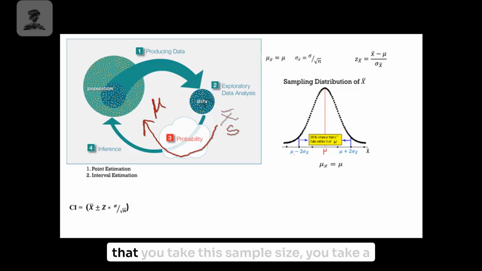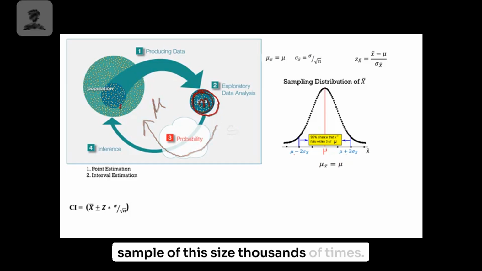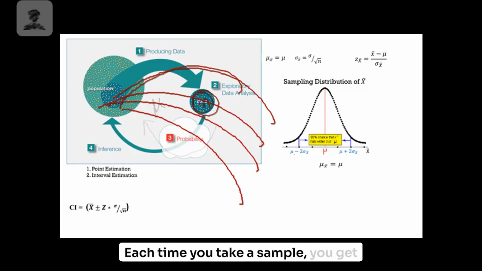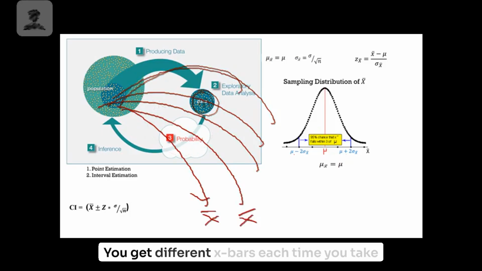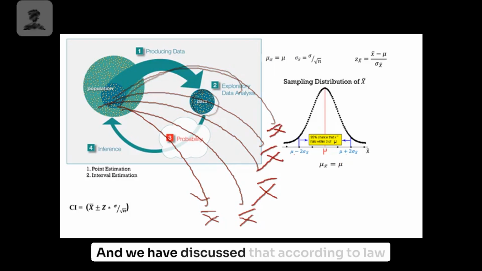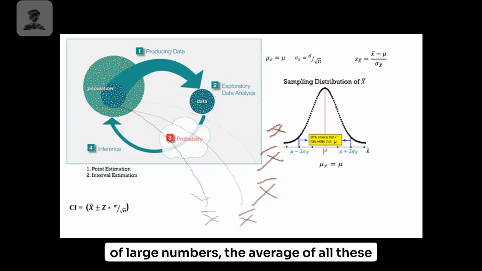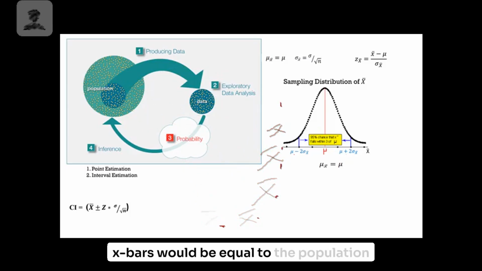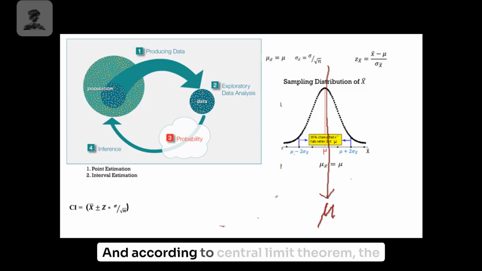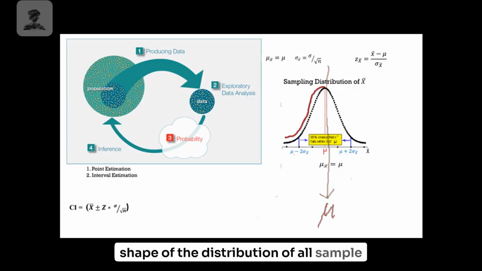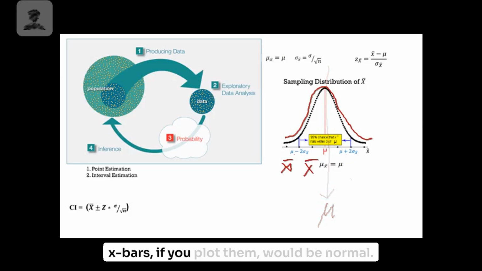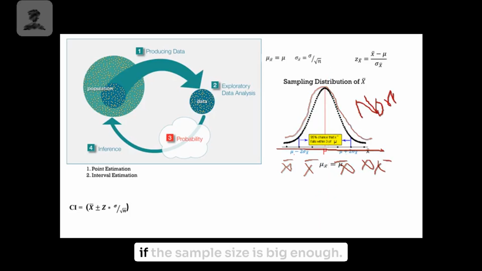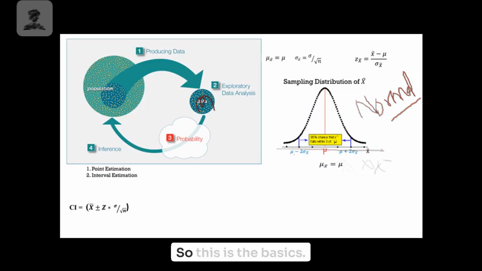Now, just imagine that you take a sample of this size thousands of times. Each time you take a sample, you get different x bars. And we have discussed that according to the law of large numbers, the average of all these x bars would be equal to the population mean. And according to the central limit theorem, the shape of the distribution of all sample x bars, if you plot them, would be normal if the sample size is big enough. So this is the basics.